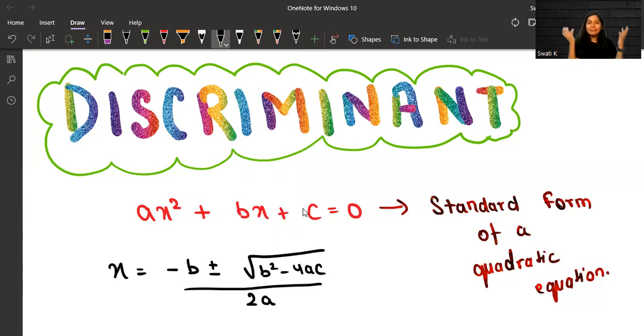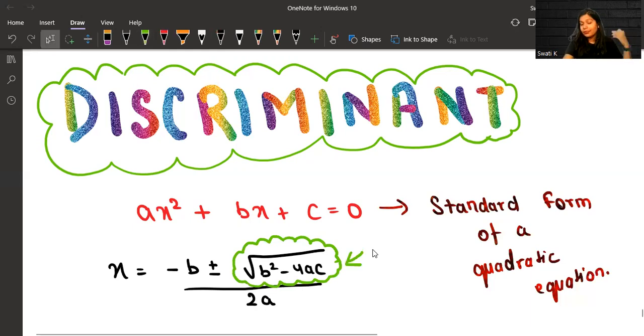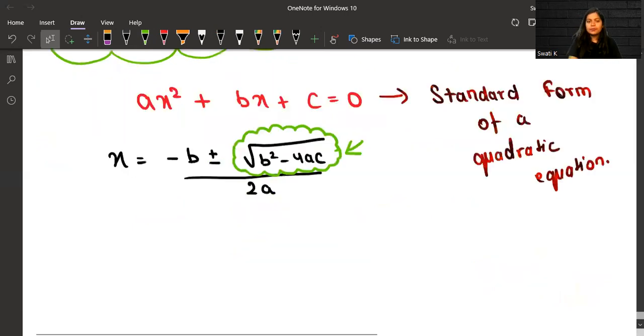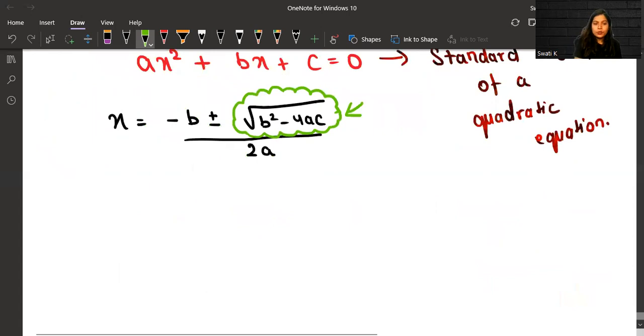Now, you must be wondering, where is discriminant? Do you know that we have discriminant right here? This part that you can see, okay, that is written inside a square root. That is nothing but our discriminant. This is our discriminant, b square minus 4ac, whatever is written inside the square root. All right. So let's write down, first of all, what's the symbol. So here, this b square minus 4ac, this part is nothing but called discriminant.